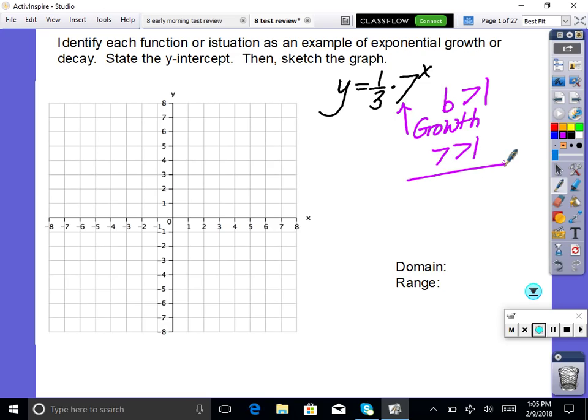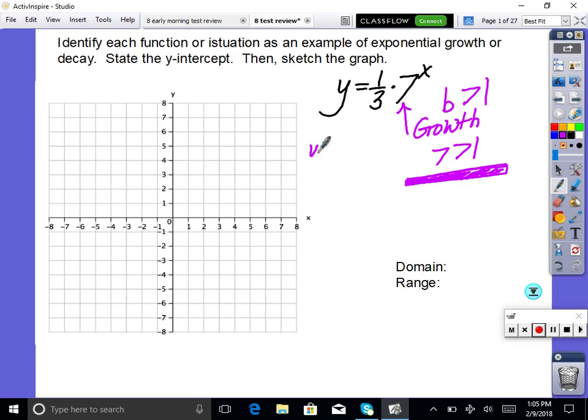Then it says what value tells us that. So this is kind of answering that question. It says, why do you know it's exponential growth? So we just say because 7 is larger than 1, it's growth. All right, and then it says, find the y-intercept.